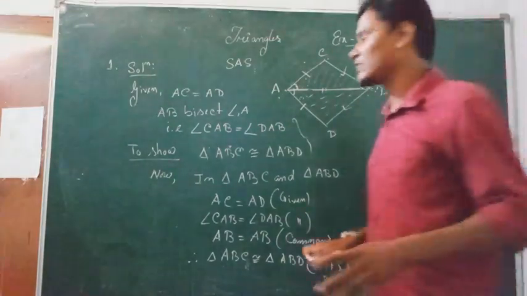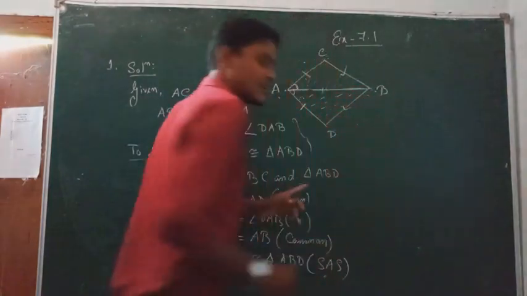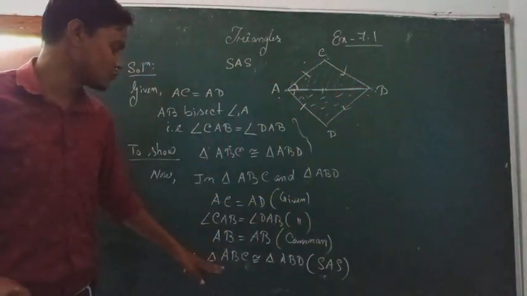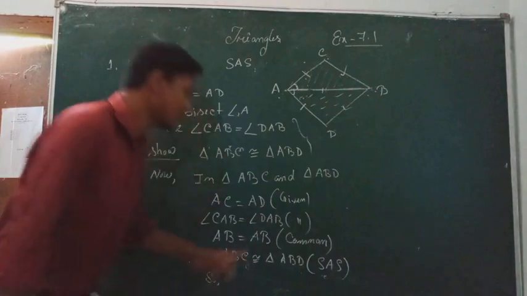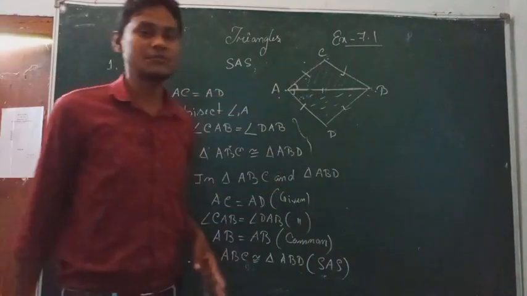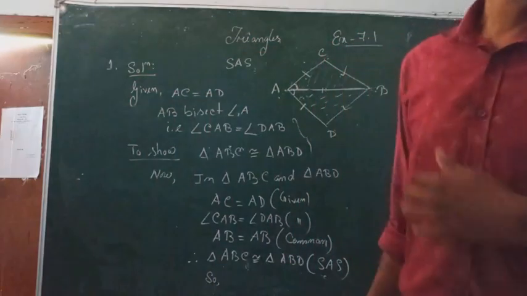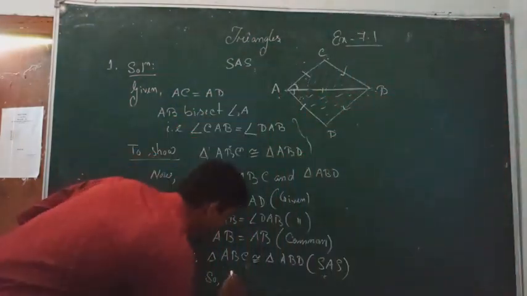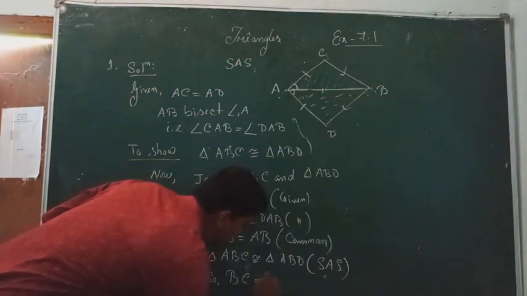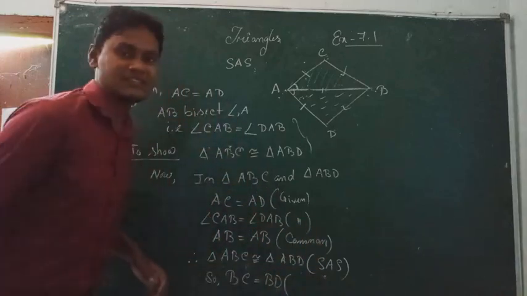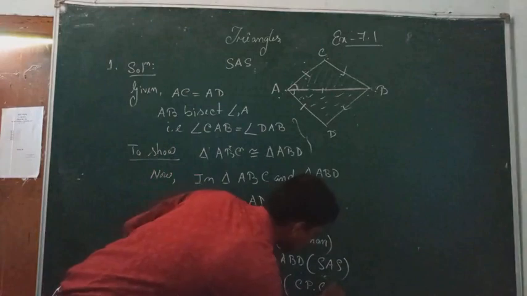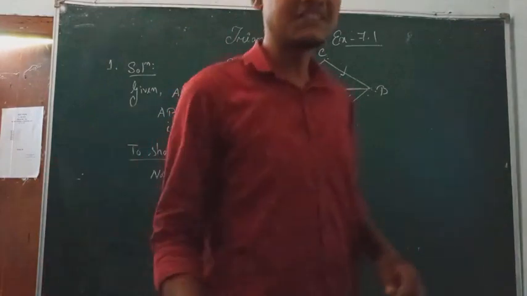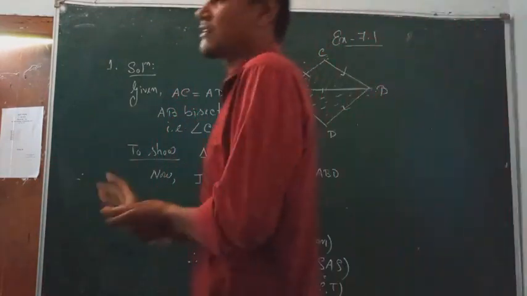So the last part of the question can be written as: since these two triangles are congruent, therefore we can write BC is equal to BD. They asked us, what can you say about BC and BD? Therefore we can write BC is equal to BD. Why? CPCT, because these are corresponding parts of congruent triangles. So this is how we have to show that two triangles are congruent.